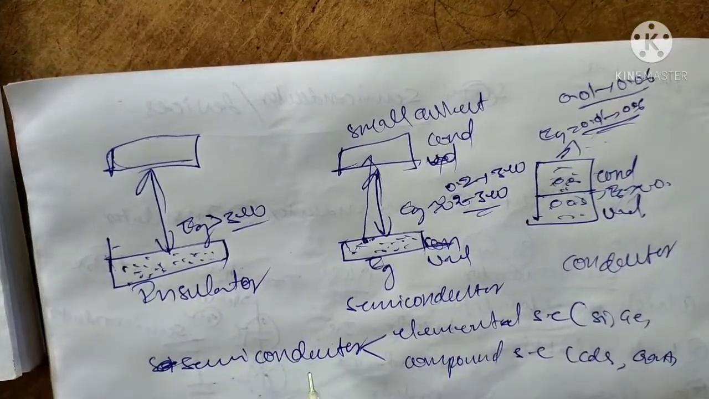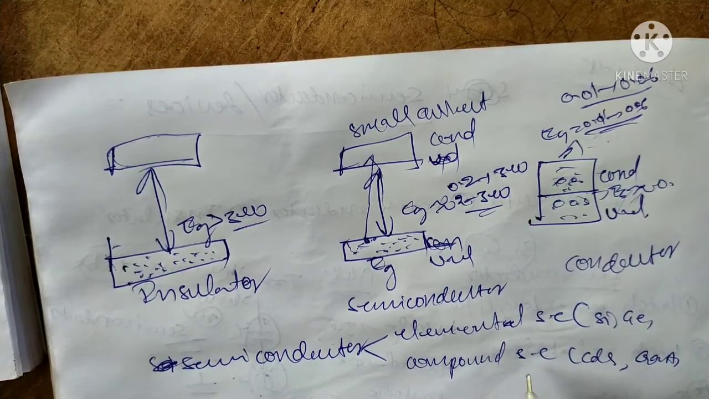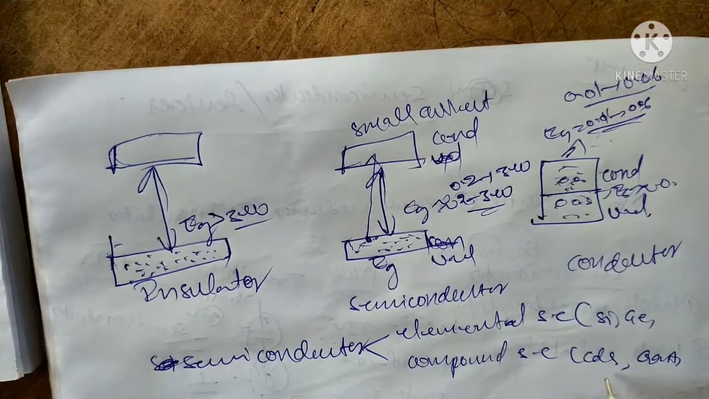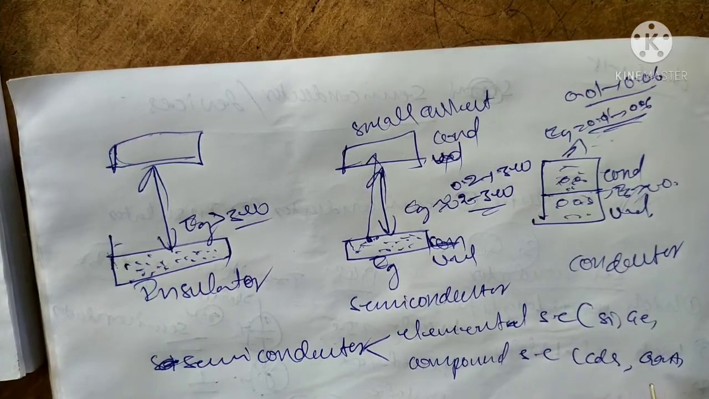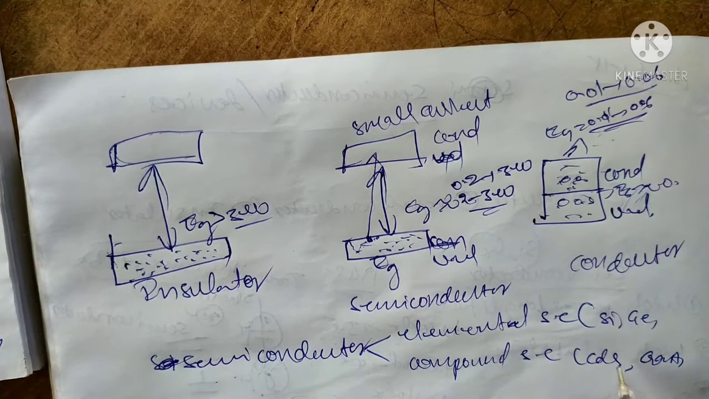Okay, this is a semiconductor. We talk about semiconductors. Semiconductors can be of two types: elemental semiconductor and compound semiconductor. Compound semiconductors are inorganic and organic. Inorganic ones are gallium arsenide, gallium phosphide. Organic ones are anthracene and polyethylene, etc. This is the inorganic and organic compounds.